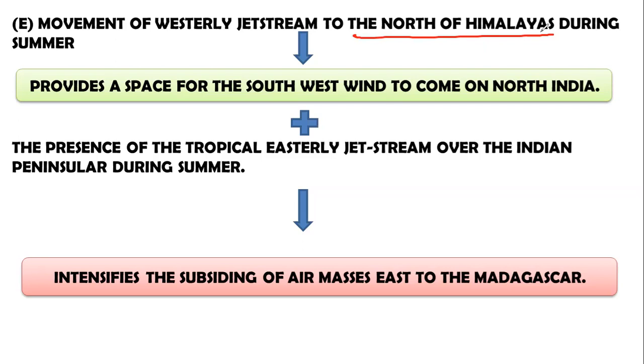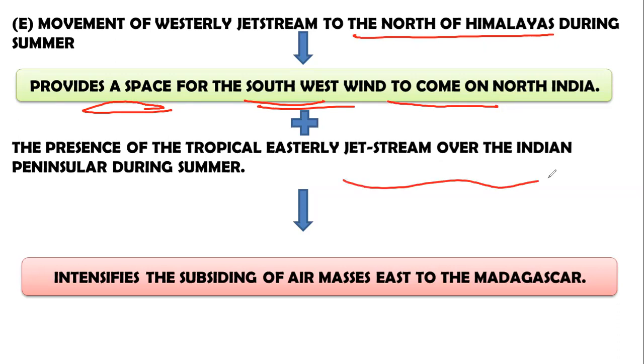Jet stream is a zone of high velocity wind. It is a zone where the winds blow very fast. So what happens is this jet stream shifts to the north of the Himalayas. Now suppose this jet stream would not move to the north of the Himalayas, all the winds that are coming from the Indian Ocean or Arabian Sea would move along with this jet stream. So the entire concept of monsoon will fail if this jet stream would not have moved to the north of the Himalayas. Because it moved, it provides a space for the southwest winds, or you can say the high pressure winds that are coming from water bodies, to come and cause precipitation in India.